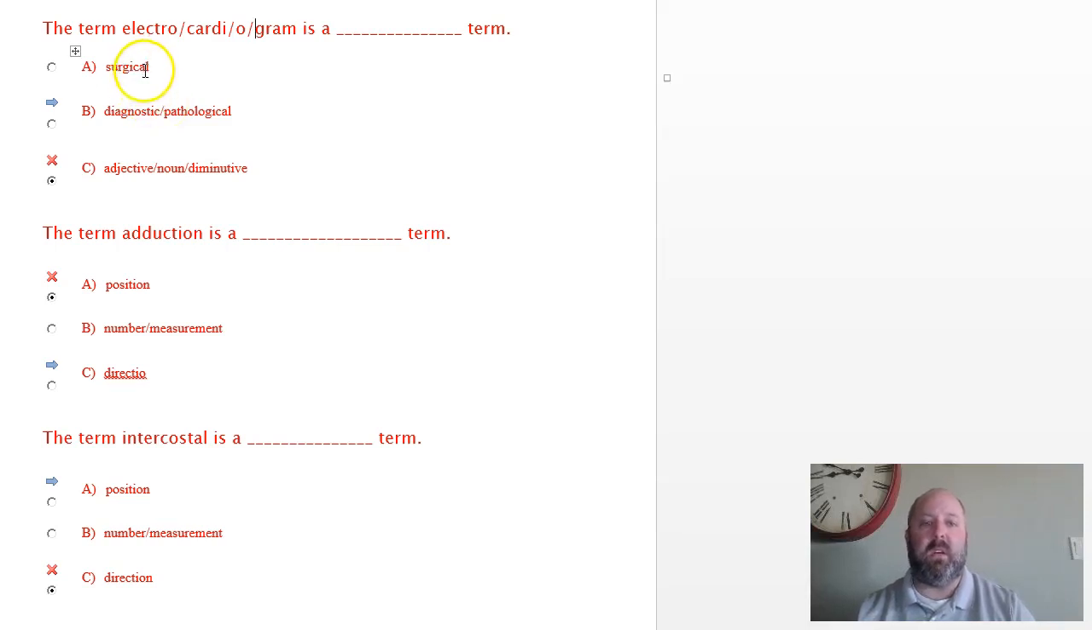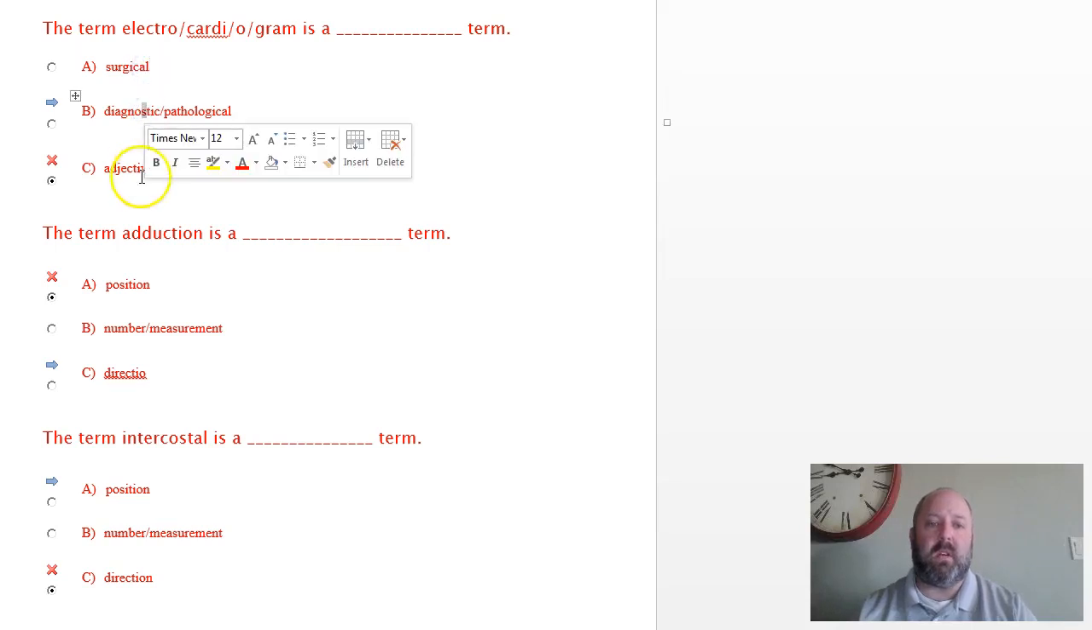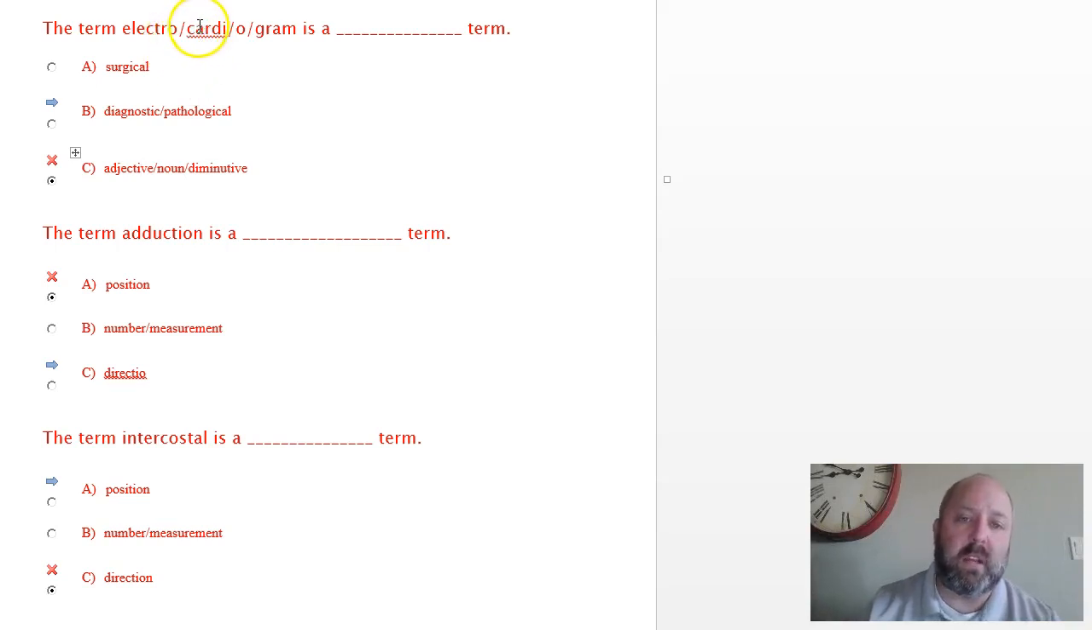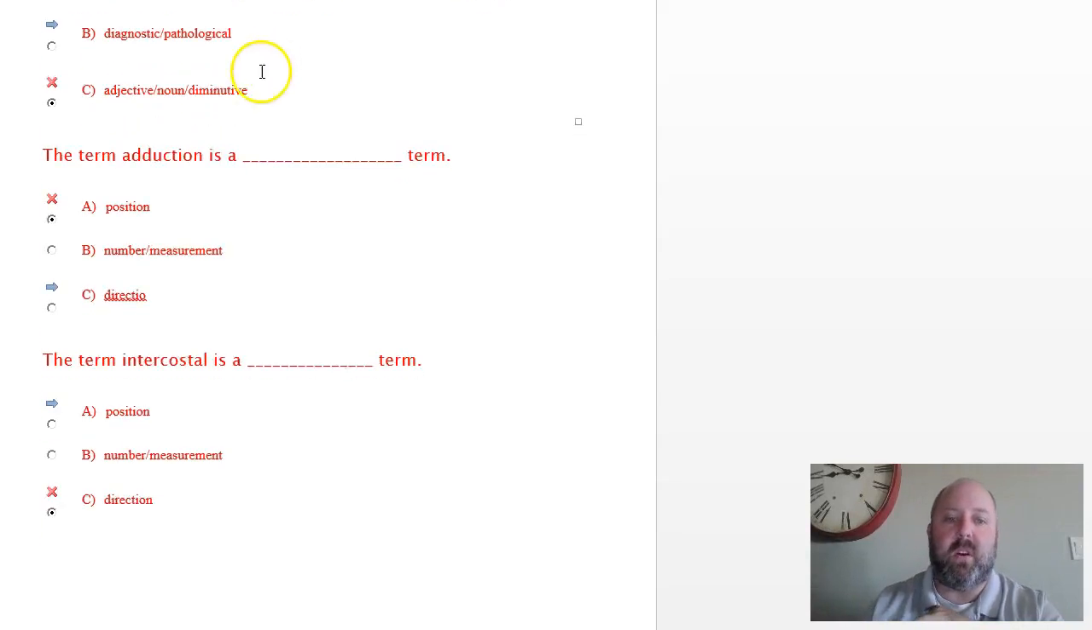And this is surgical, diagnostic, or adjective, right? And certainly electro, what is this? Cardi is the heart, so this is a test, right? A gram, a measurement, right? Electrocardiogram is something we use in diagnosis, and so this becomes a diagnostic term. It's a test that is performed to help with diagnosis of heart conditions. So that's where you fall as far as electrocardiogram. Make sure you're breaking these up.